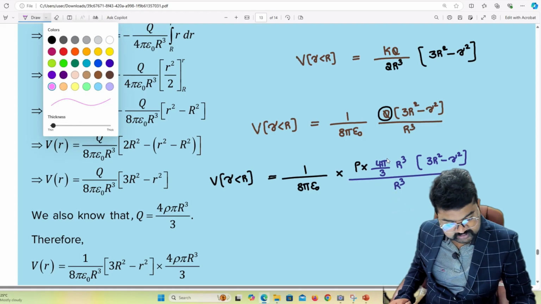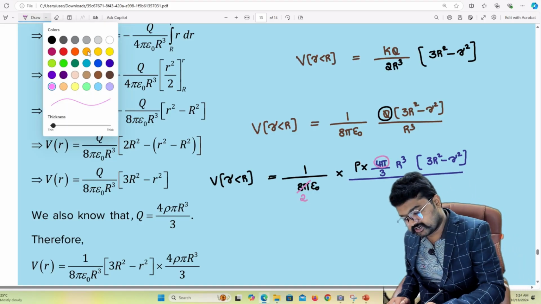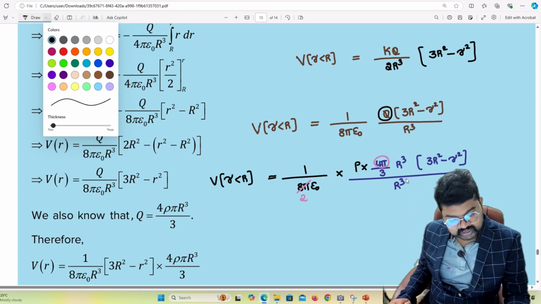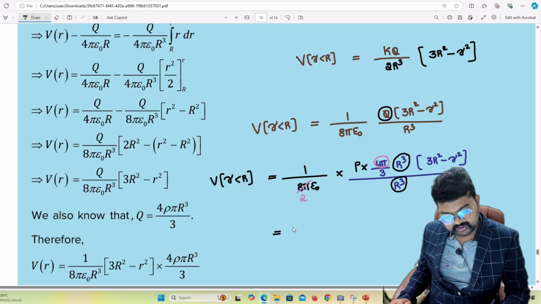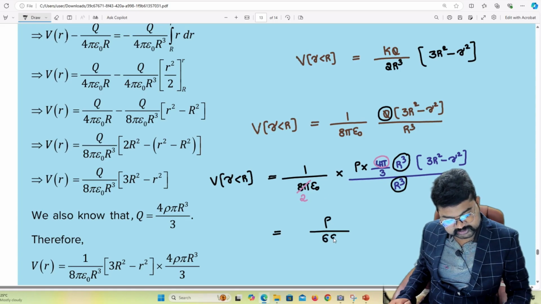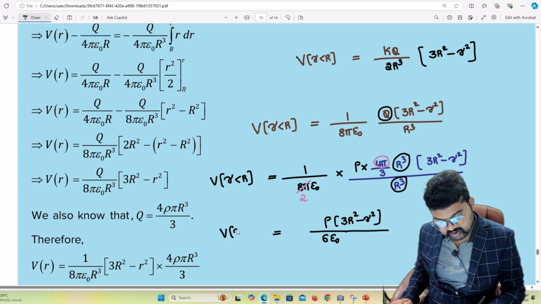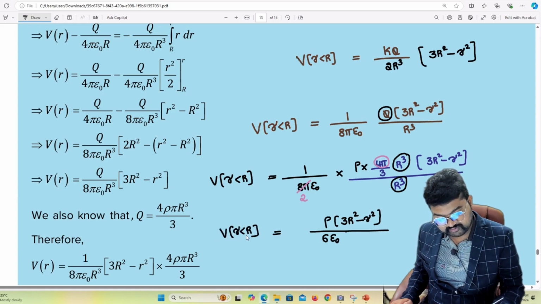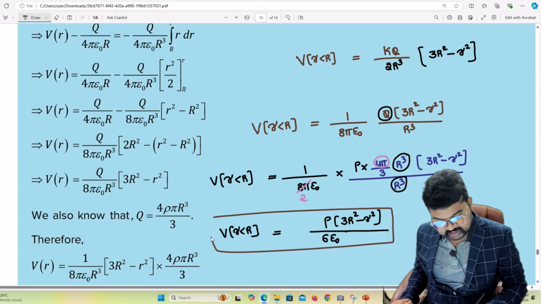Then this part cancels out, the 4 pi by 3, and the 2 cancels out. Then what will you get, tell me? This R cube is gone. Then 3 times 2 is 6. Here rho times, in the denominator, 3 times 2 is 6 epsilon naught. In the numerator, how much will you get? 3 times R square minus r square. That is V of r less than R.